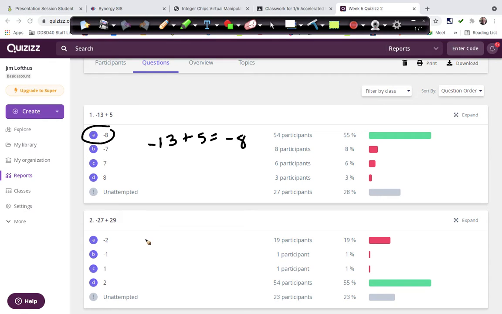Negative 27 plus 29. I have more positive than negative. I find the difference, which is 2. There's more positive. That's how we got the answer of 2.